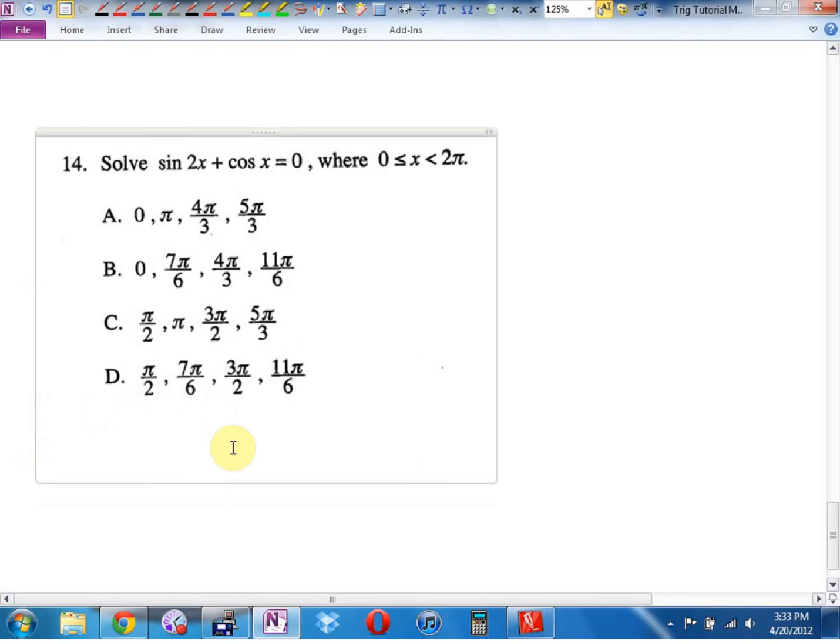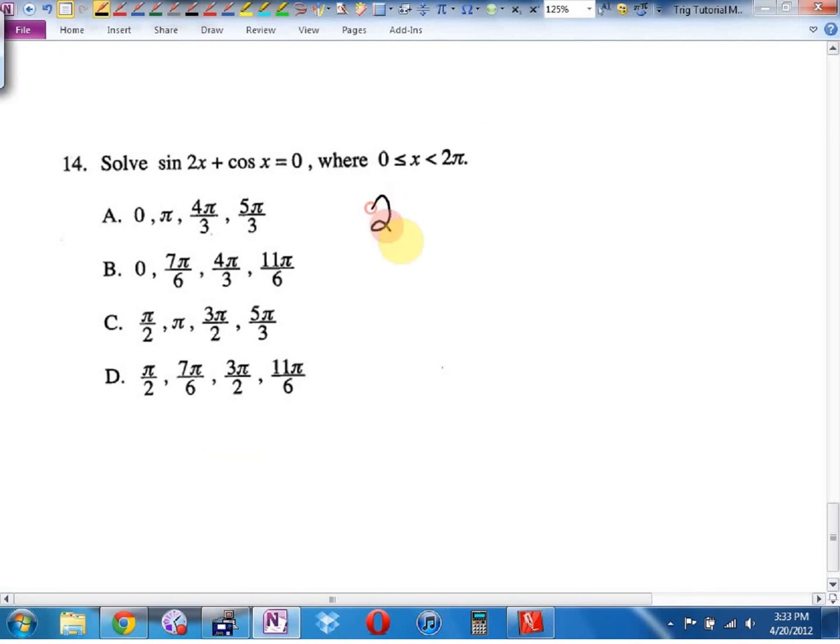How do I know 14 is not graphing calculator? But wait a minute, Mr. Dueck, it's got sine and it's got cosine. You said when it has sine and cosine, that's graphing calculator, but they somehow think we can do this with exact values. Well, it doesn't quite have sine and cosine. It does have a cosine of x, but it has a sine of what? That's on my sheet! Go find it.